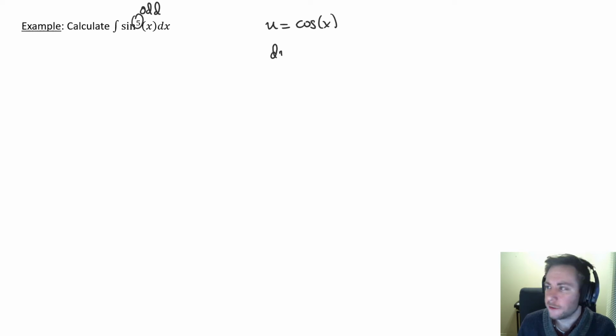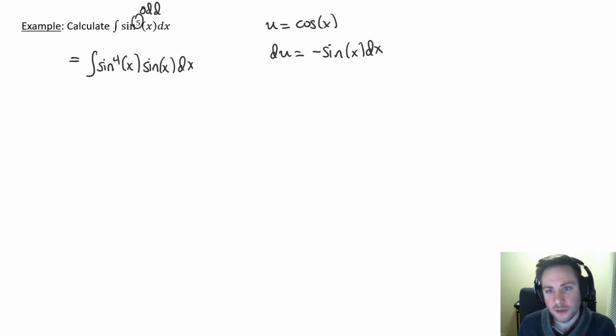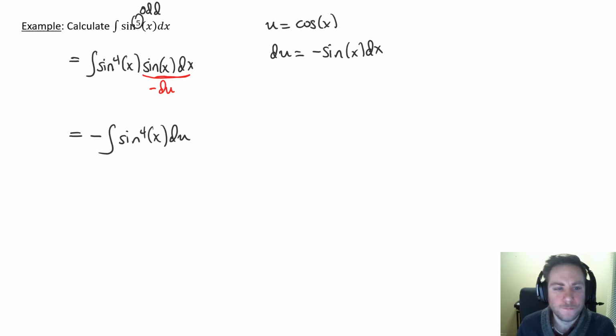To start with, calculate du by taking this derivative. Now, since du takes the form of sine x dx, I'd like to make sine x dx appear in my integral to make for a nice substitution. And we can do that by splitting off one copy of sine x, as you see here. With that, sine x dx can really be called negative du, according to the substitution that we made. So after pulling that negative out in front, we're left with this integral.